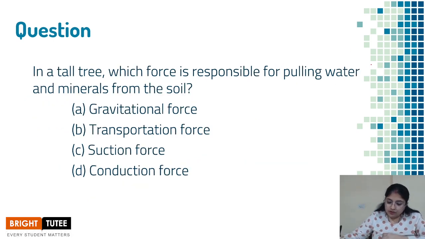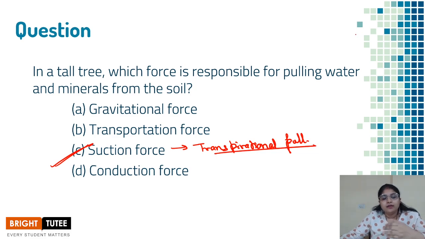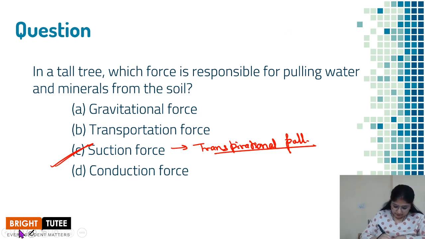In a tall tree, which force is responsible for pulling water and minerals from the soil? So it is the suction force that is formed by the transpirational pull. Because of this particular pull, we see that in tall trees the water is pulled up, and all the water and minerals are transported from the soil to all the parts of the plant.